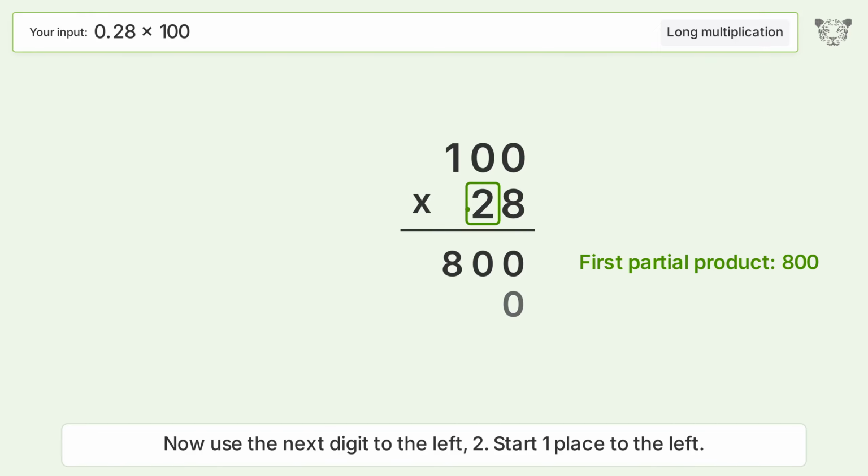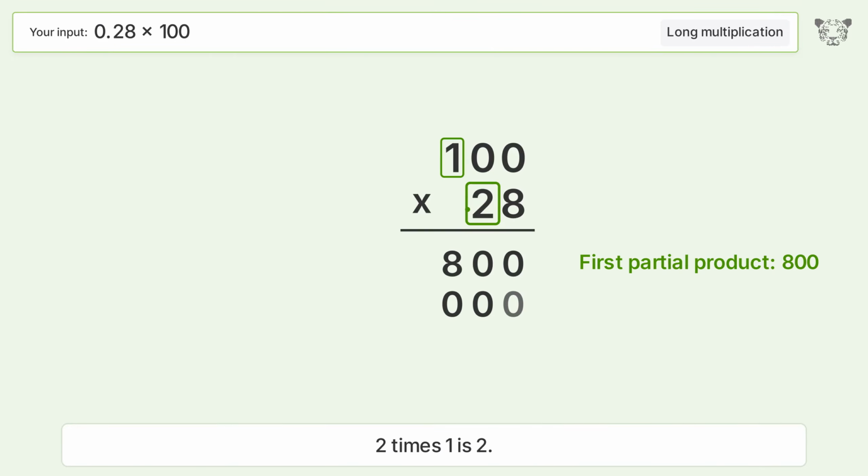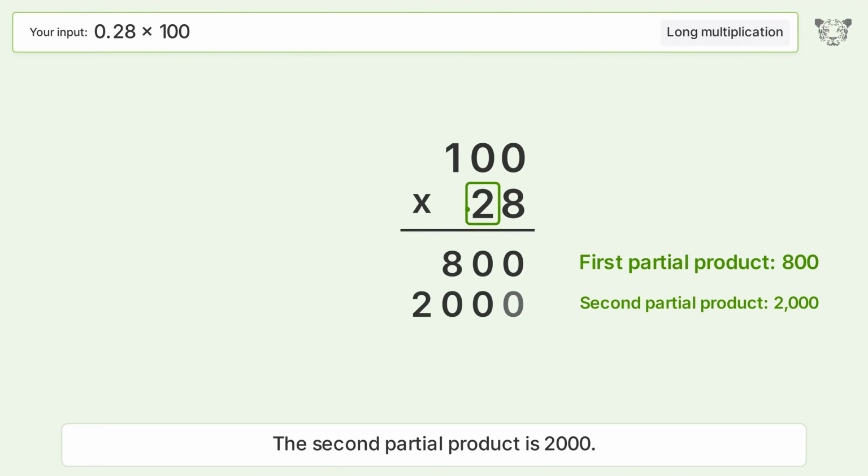Now use the next digit to the left, 2. Start one place to the left. 2 times 0 is 0. The next digit is also 0, so that column is 0 too. 2 times 1 is 2. The second partial product is 2000.